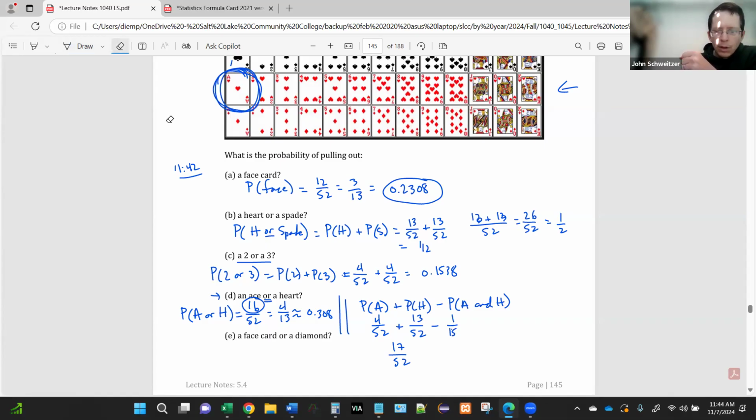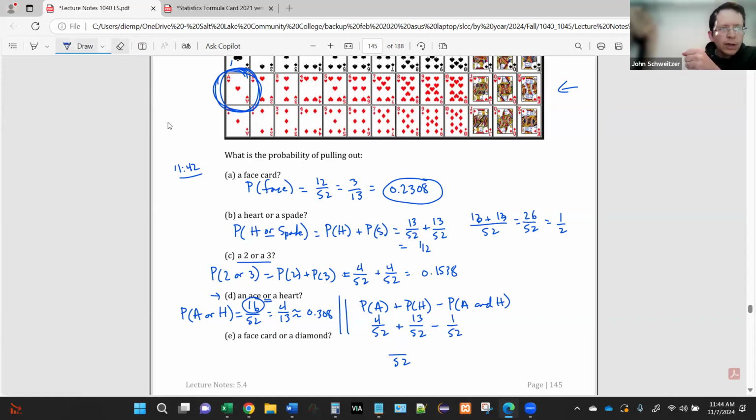So when we subtract off that 1 over 52, we get back to our 16 over 52, which we know to be the right answer. Make sense? So you've got about a 31% chance of getting an ace or a heart when you draw a card. Great.